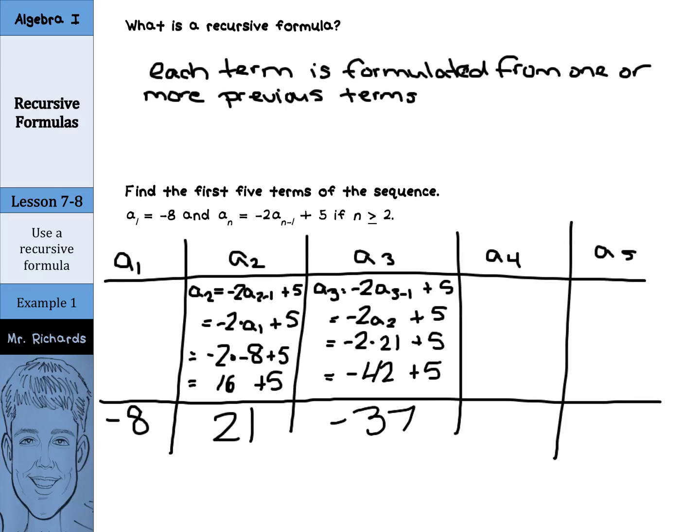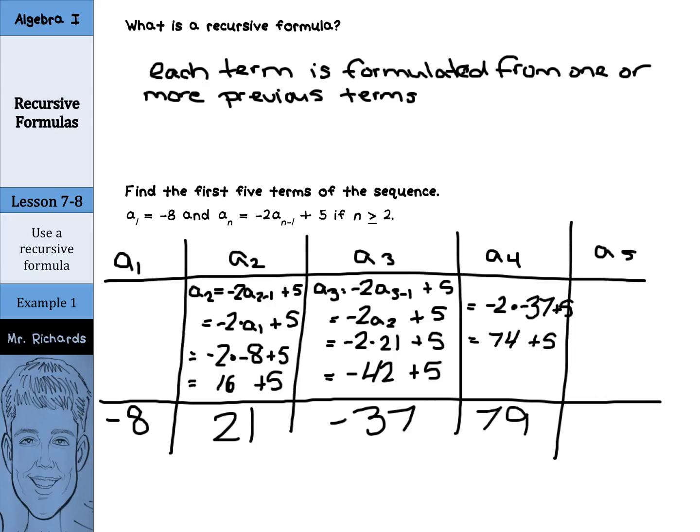Now for the fourth term, we're going to take a look at -2 times the previous term. Now, 4 minus 1 is 3. So we're looking at the third term, which is -37, and we're adding 5. -2 times -37 is 74. Plus 5 will get us to 79.